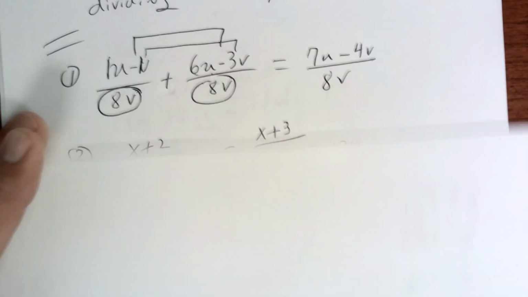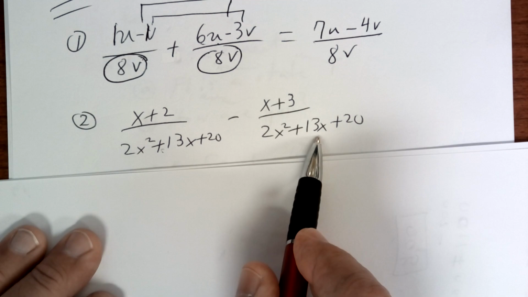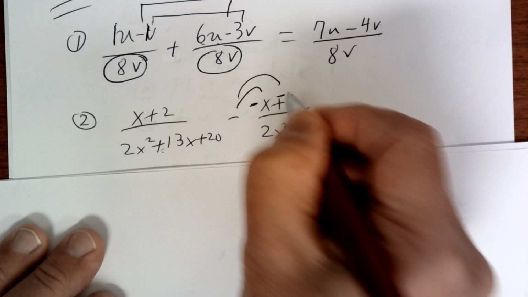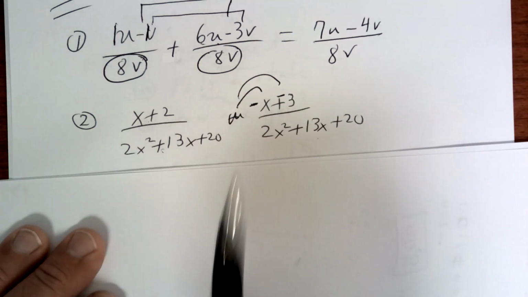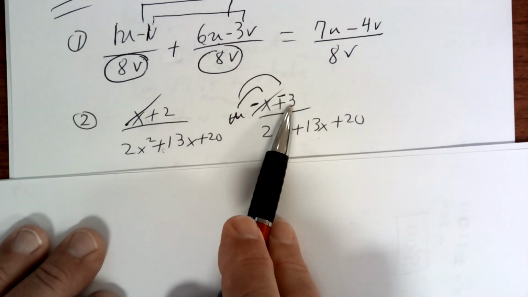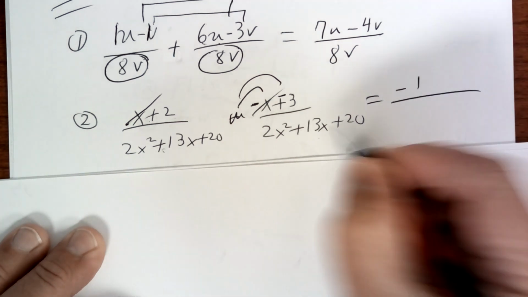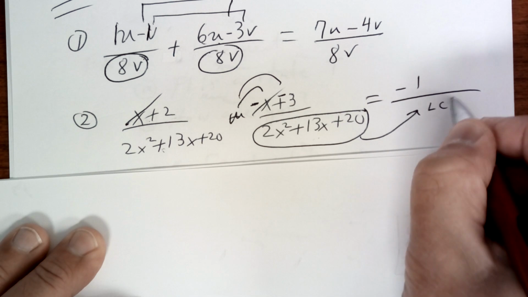This one right here, copy that down. You have the same denominators, but you have to distribute that negative. So this is going to become a negative, and that's going to become a negative. And now you combine. So x and negative x is 0. That cancels out. And then 2 and a negative 3 is a negative 1. So your final answer is negative 1 all over this. And I'm not going to rewrite it, so I'm just going to say least common denominator.